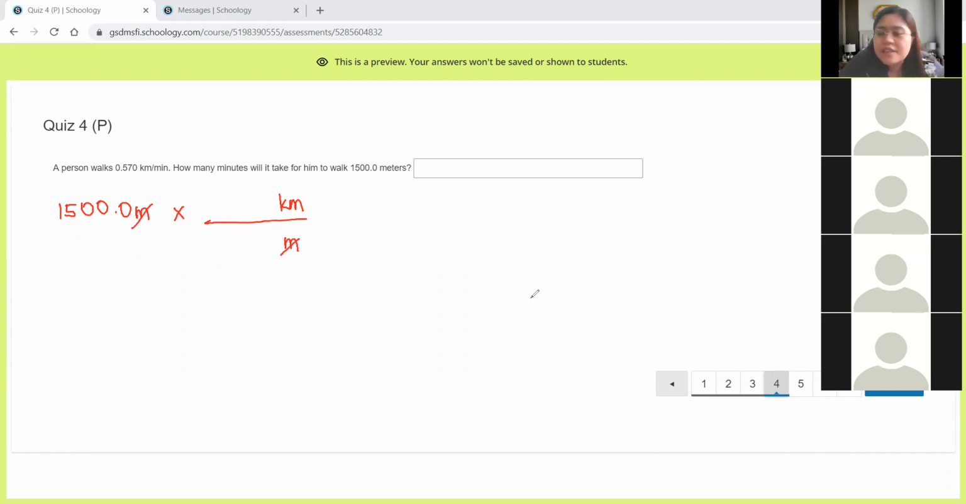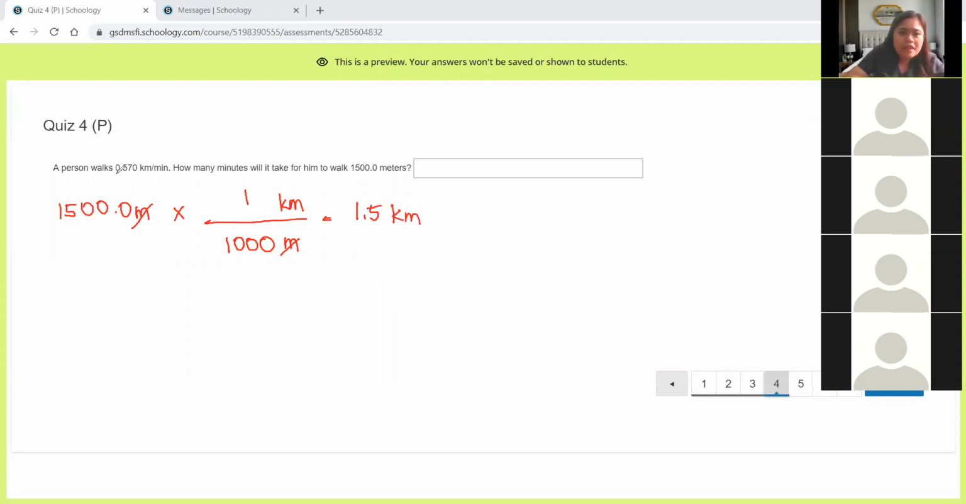And then, what is the conversion factor? Sa isa ka kilometer na atay 1,000 meters. I hope you know this one kay this is very common since high school natudlo na ni siya sa atua. Now, pag isolve nato ni siya 1,500 times 1 divided by 1,000 is 1.5 kilometers.